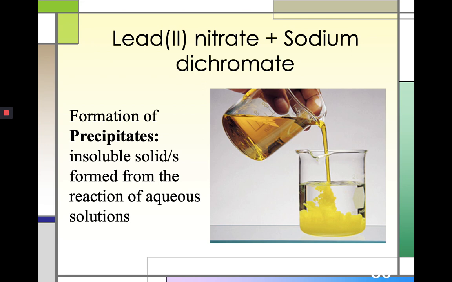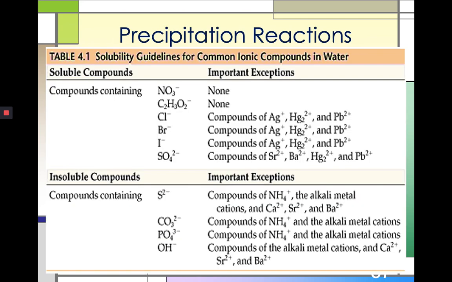And what are precipitates? These are insoluble solids formed from the reaction of aqueous solutions, meaning these are solids that stay as is, so it's a resulting solid from two aqueous solutions. And they do not disappear or they do not get dissolved by water. All right? So there are actually a few rules in terms of the formation of precipitates. It is given in this table or in any chemistry textbook where the solubility guidelines are found.